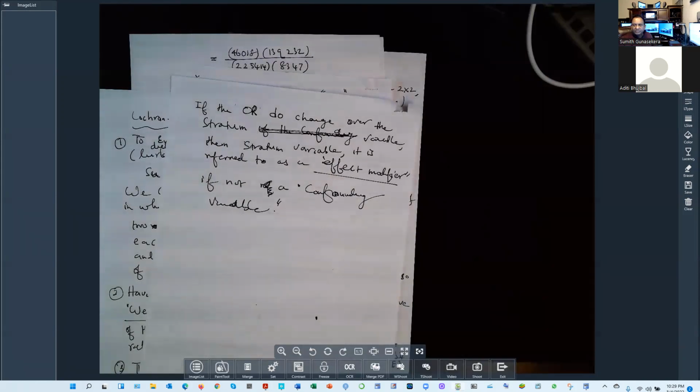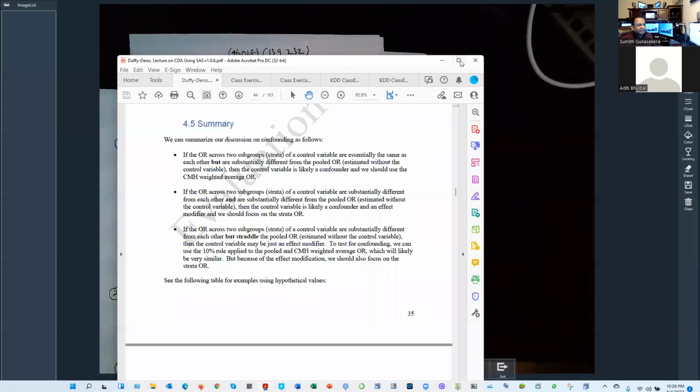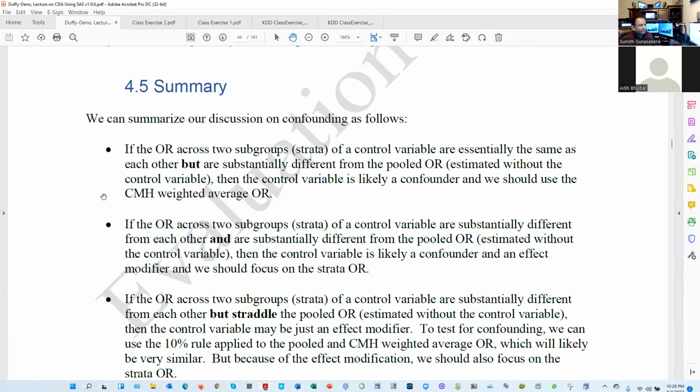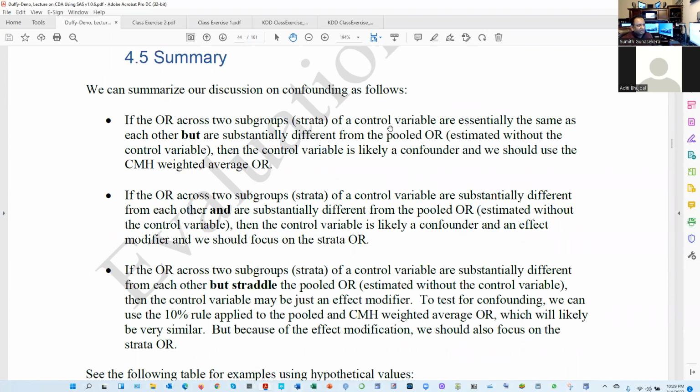To support that one, I bring this one here. If the OR across two subgroups of a control variable, whatever, our male and female in our gender, are essentially the same as each other but are substantially different from the pooled OR estimated without the control variable. That's the same thing we did. Can you remember? I told you to get the pooled OR, estimated without the control.